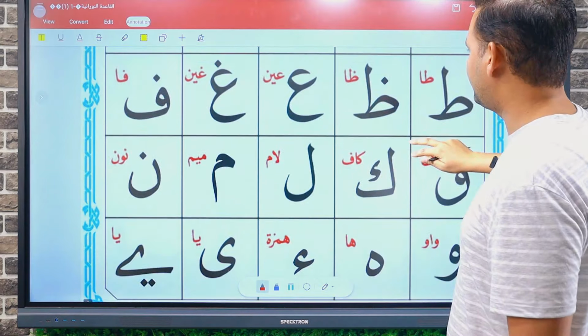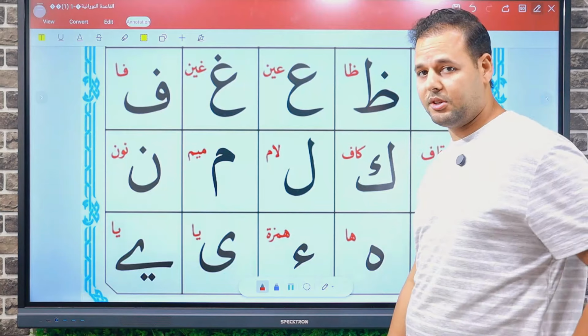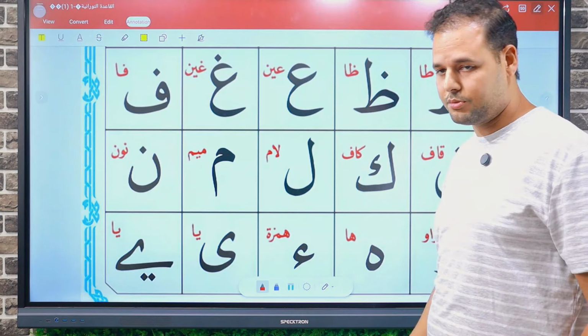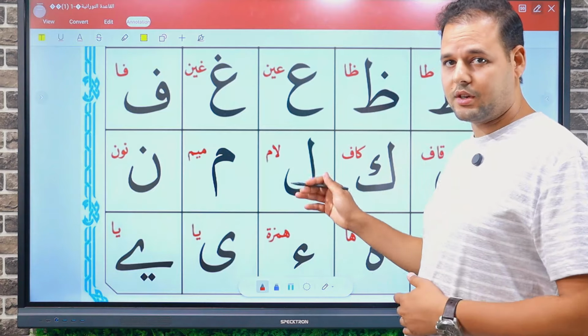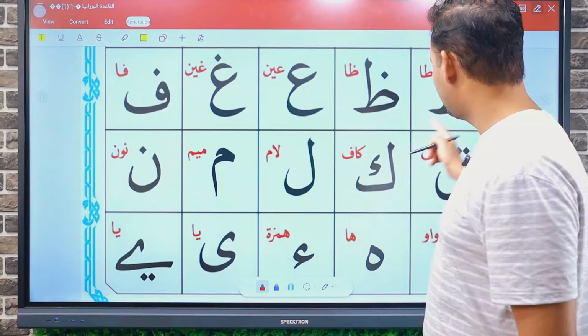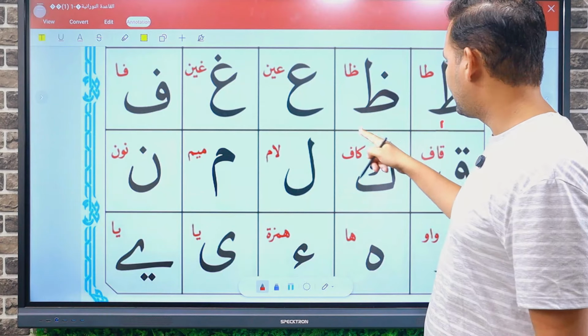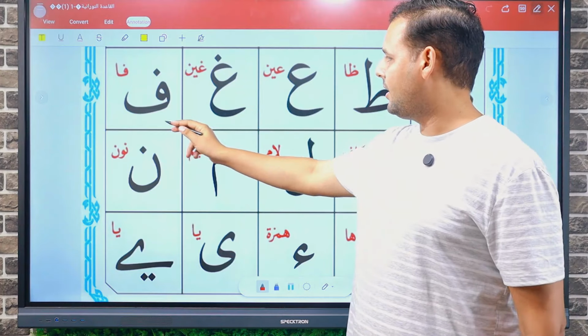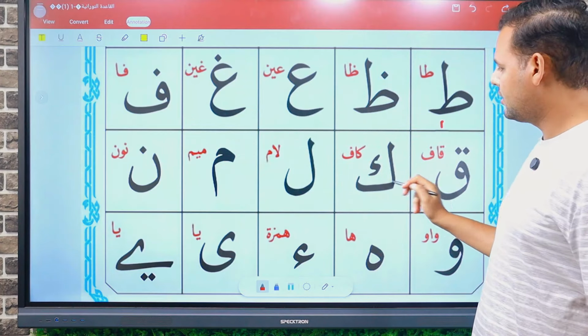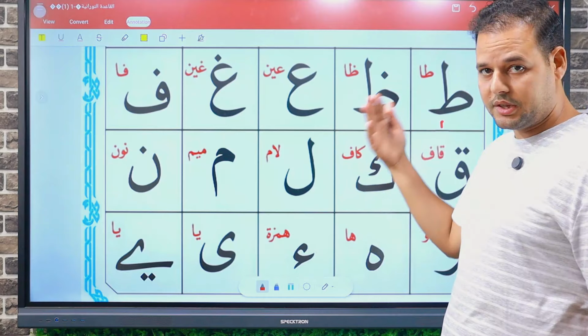Now, the second part of the alphabet. The second part of the alphabet is a bit difficult to pronounce for most people. So try to focus on the pronunciation. And remember, light letters are light, heavy letters are heavy. Ta, dha, a, gha, fa, qa, ka. You want to repeat that again?